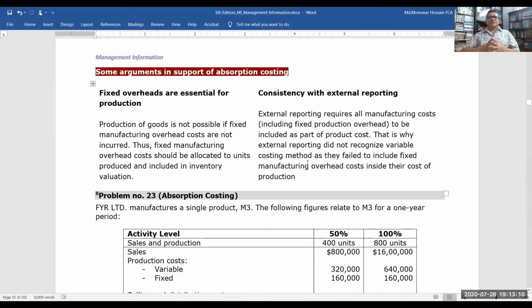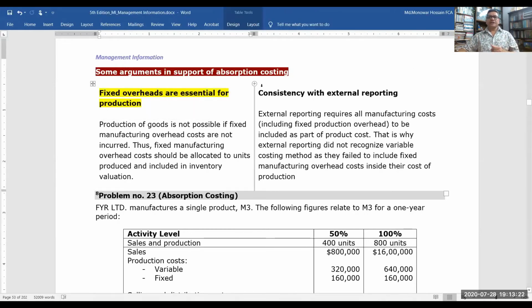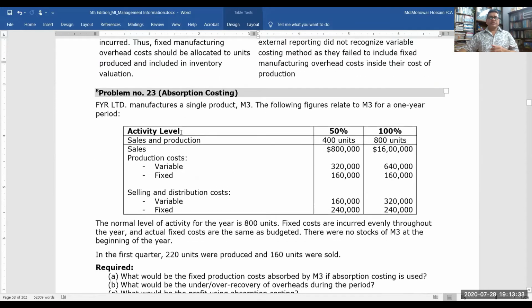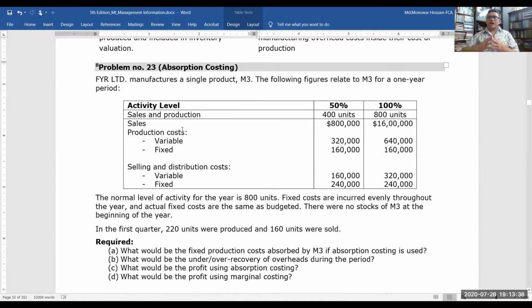There are some arguments to support absorption costing: fixed overhead is essential for production, which is why absorption costing is needed, and it is consistent with external reporting. That is why it is required. It is the positive argument in support of absorption costing. Now we will solve a few problems, and then it will be easier to understand absorption costing, marginal costing, and the reconciliation between the profit under absorption costing and marginal costing. So what is here?